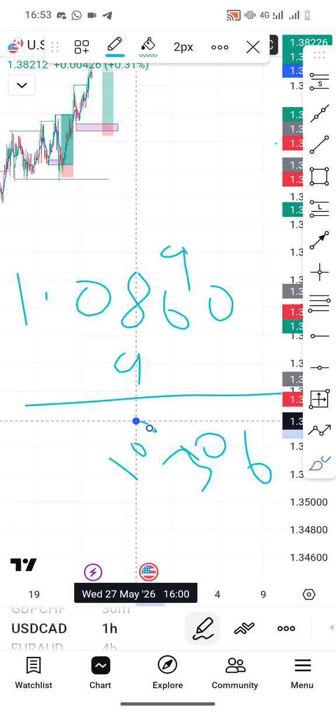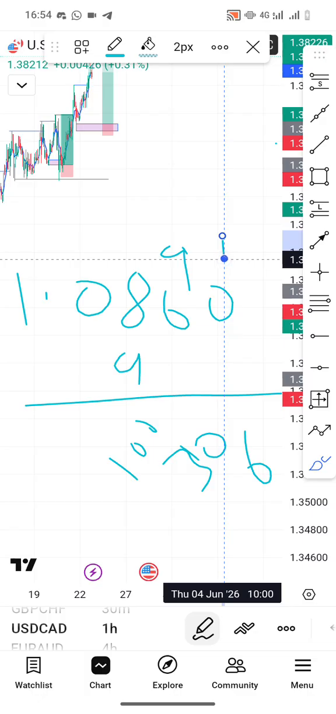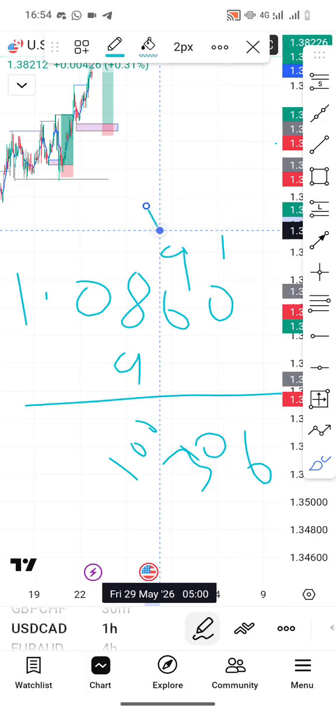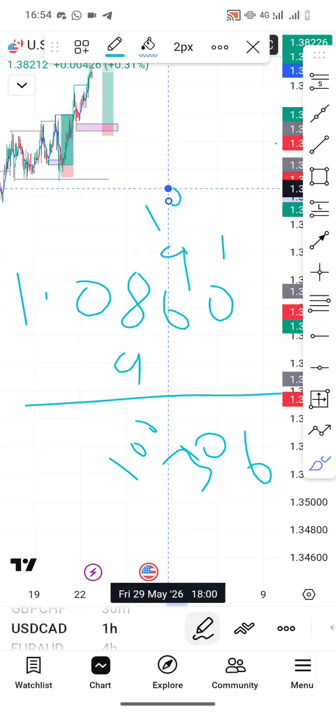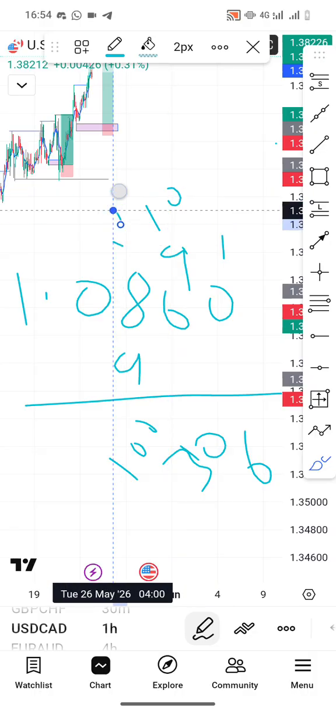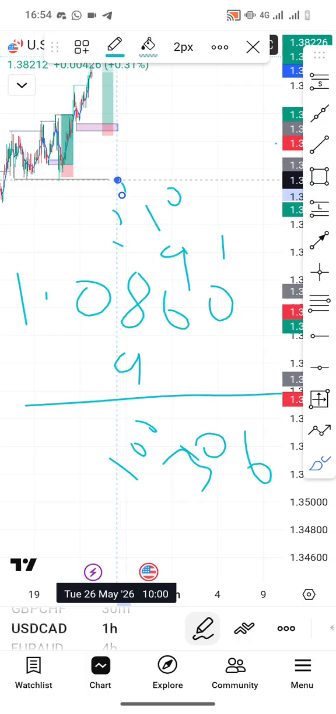I don't know if you get it, but if you don't, you can go back and rewatch the video again for a better clarification. Each pip move right here is 1 pip. Each pip move right here is 10 pip. Each pip move right here is 100 pip. That's how I personally identify a pip. So we will dive into that and give you a proper definition so you can understand it whenever you want to go into the market.